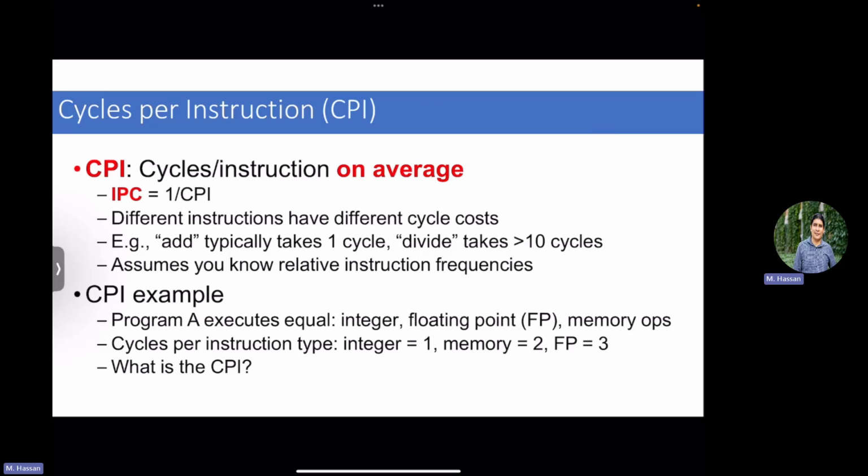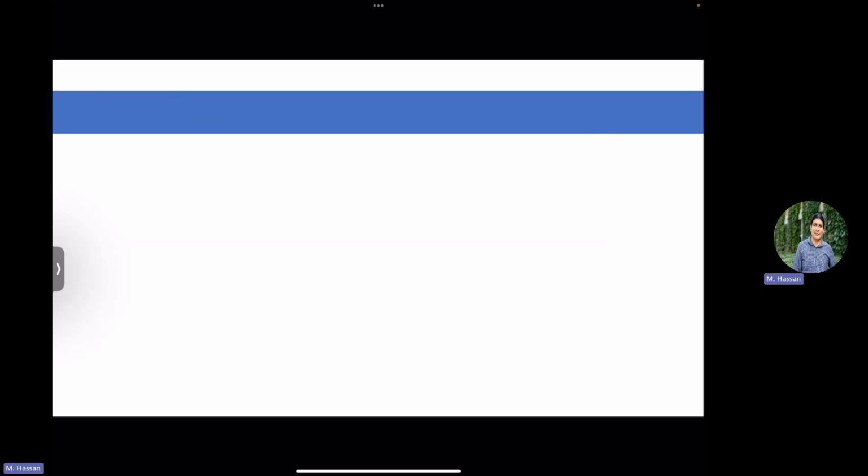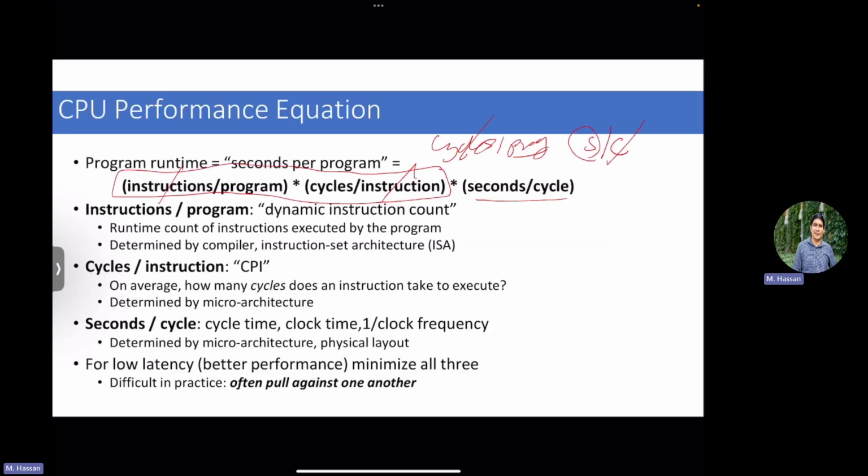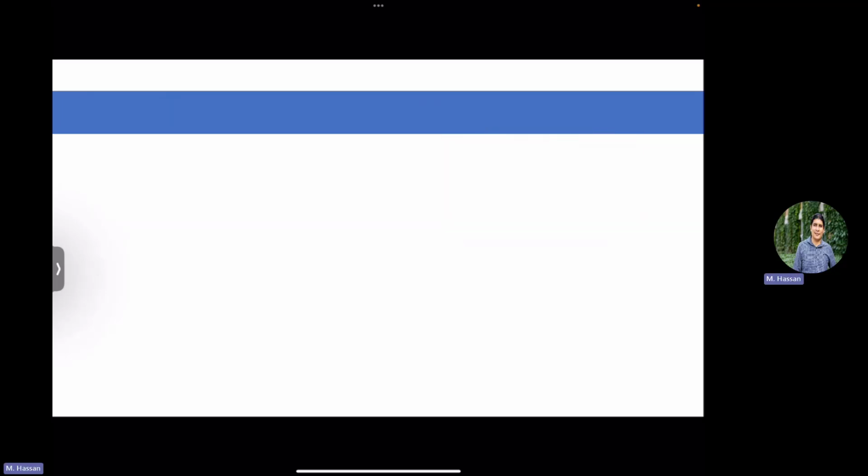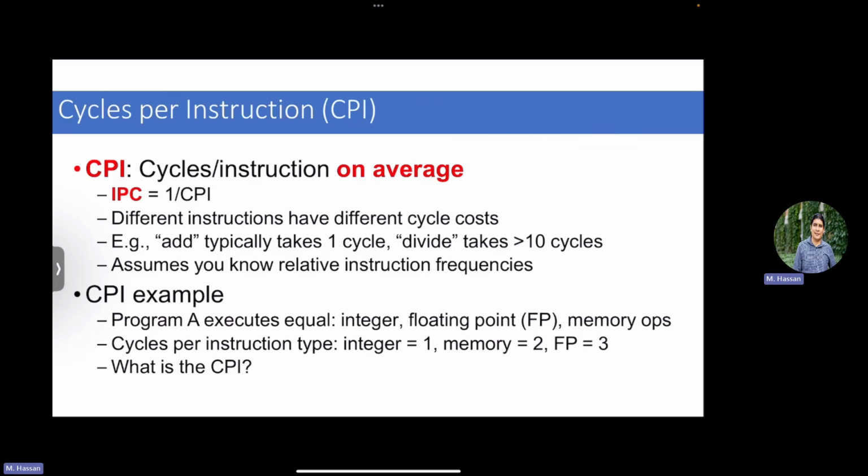Now, to give you an example about cycles per instruction, we say program A executes integer, floating point, and memory operations. Because we execute different types of operations, they take different numbers of cycles, right? So integer will take 1 cycle in this machine, memory will take 2, and floating point will take 3, right? Now, I only have 1 equation for execution time. So if I go back to this equation here, I only have cycles per instruction, right? So there is a single term, but now I have different numbers for CPI based on the operations. So which one do I write?